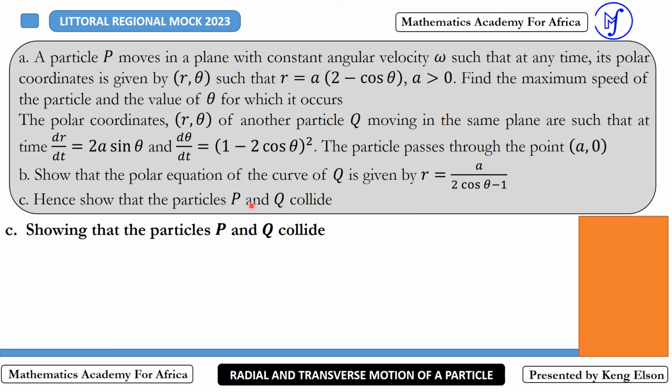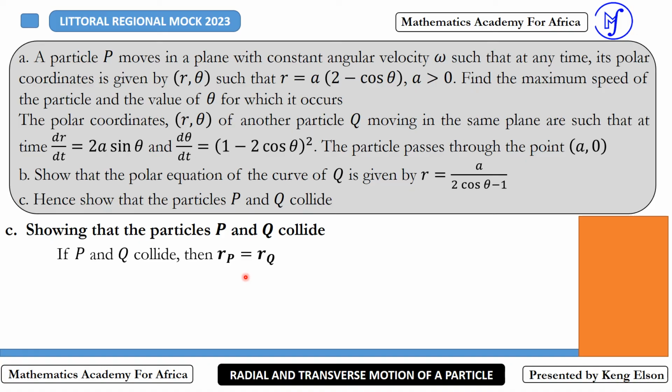Alright, now we are ending the video by showing that the two particles collide. So the first thing I want us to picture is that if these two particles collide, then at a certain value of theta, the polar equations of these two particles have the same value. Meaning that they actually collide, and they collide at a particular point.